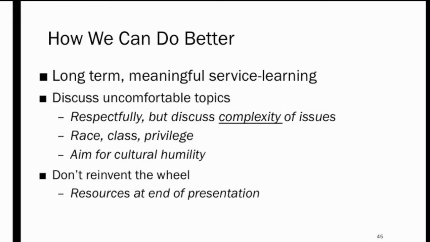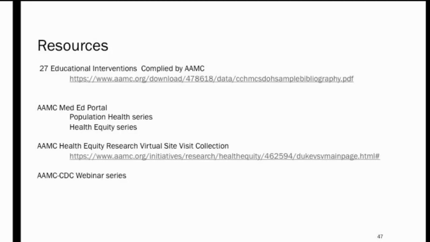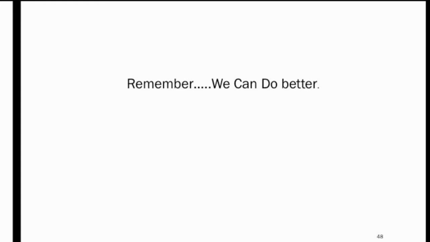here are some resources at the end. AAMC has 27 interventions for addressing social determinants of health. MedEd Portal has curricula to use about this. The AAMC Health Equity Research site has some resources, and the AAMC and the CDC produce joint webinars, so to educate ourselves, to incorporate some of that information with our teaching. We have ways that we don't have to start from scratch. And we can do better.